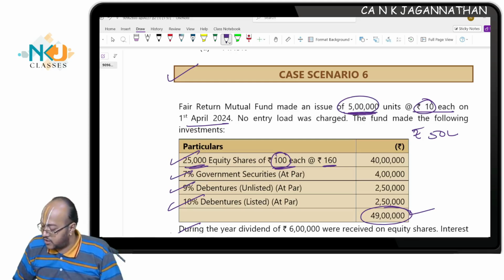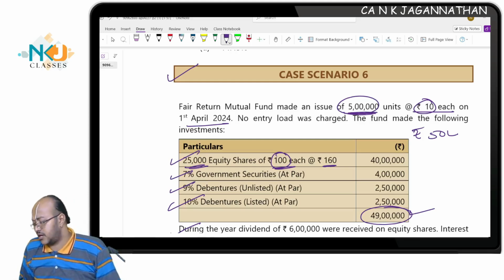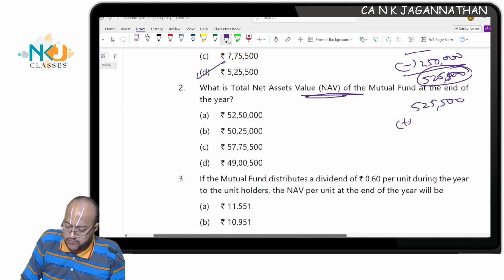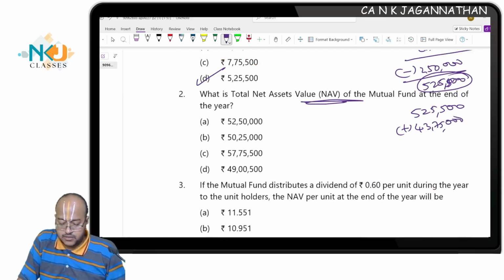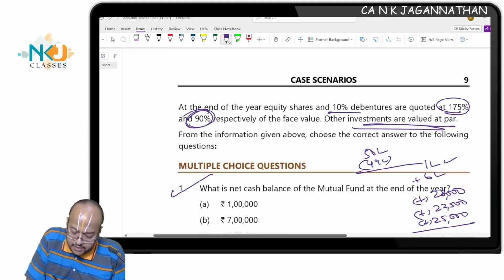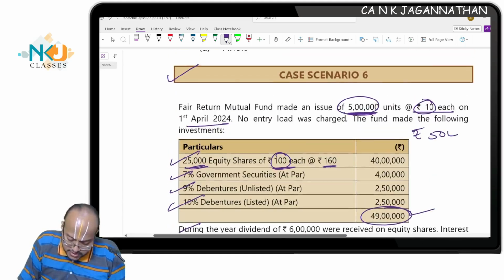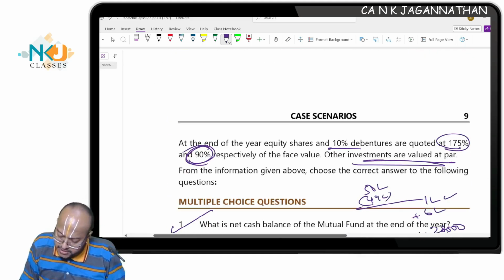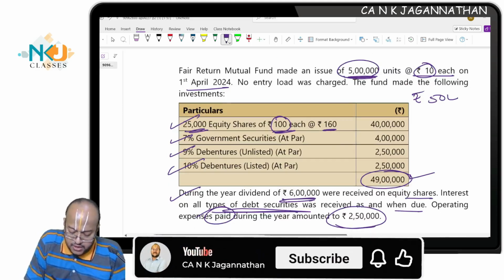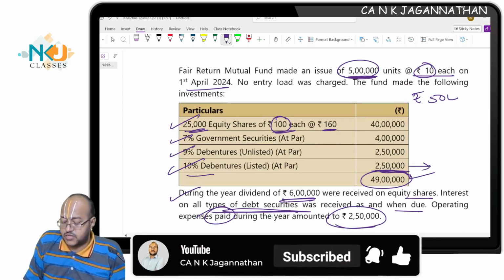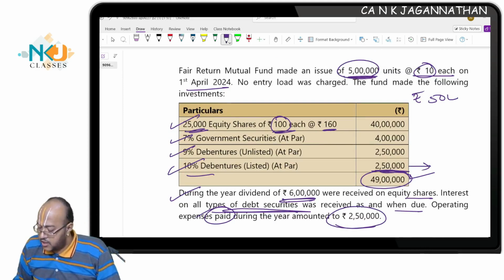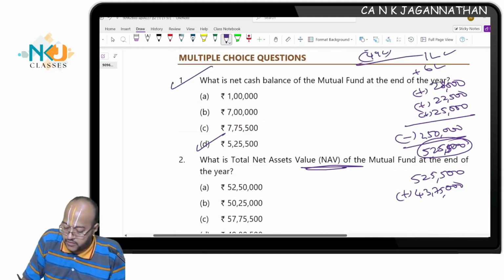25,000 into 175, how much is that? 43 lakhs 75,000. Equity shares will be valued at 43 lakhs 75,000. Next, the debentures will be valued at 90% of the face value. Face value is how much? 100. Yes, 10% debentures. At par it would be 2,50,000, but at 90% it is 2,50,000 into 90%, which is 2,25,000. Valued at 2,25,000, that you should consider.